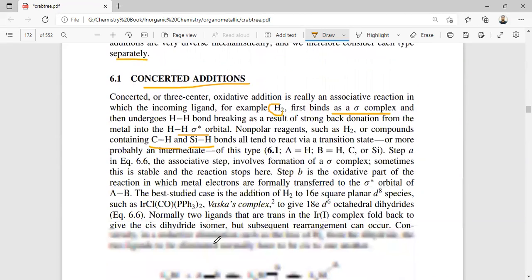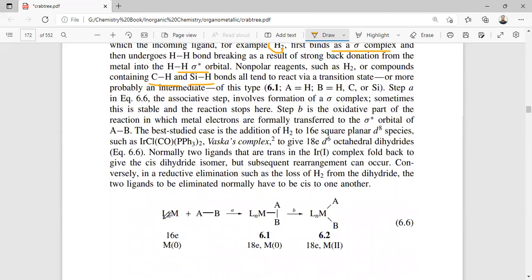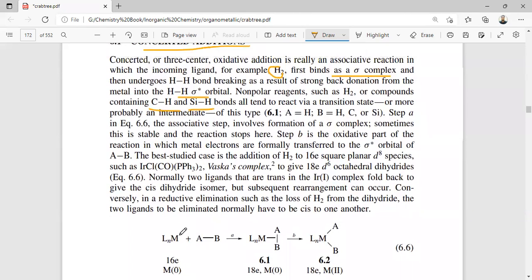So here is a possible mechanism. Step A is the association step. It involves the formation of the sigma complex. Sometimes this is stable and the reaction stops. Here B is the oxidation part of the reaction.